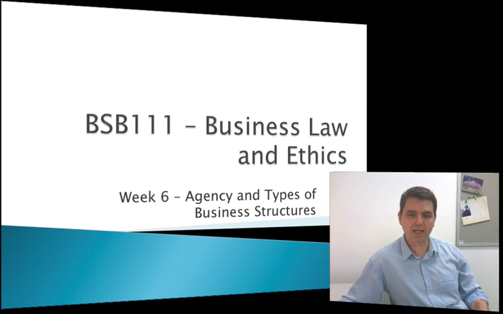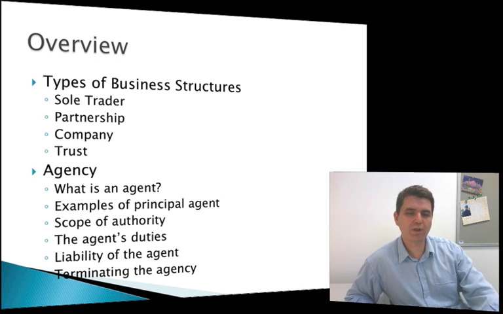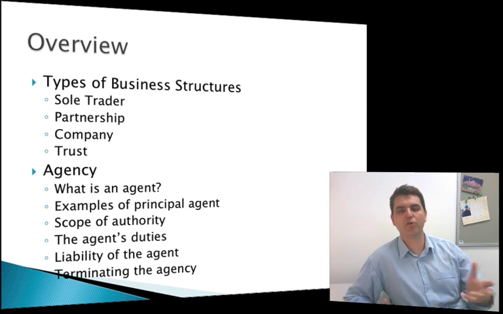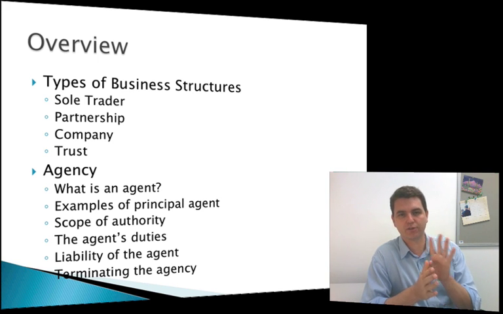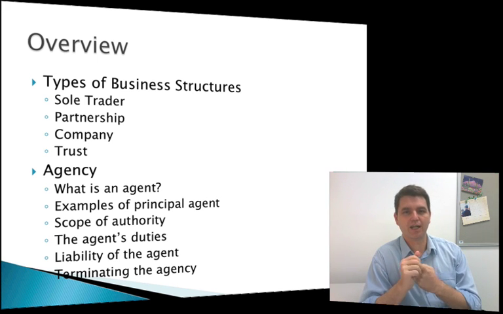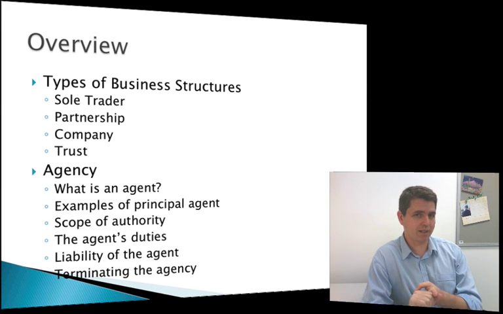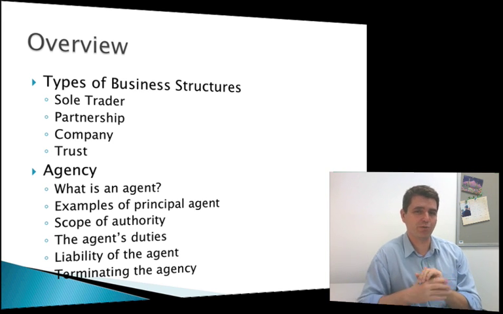The first part I want to look at is actually business structures. So what are we actually aiming to do? We want to give us an overview of 4 kinds of business structures. We want to know about sole traders, about partnerships, about companies, and about trusts. And then we're going to move into agency, and I'll cover that overview when we get to that part of the podcast.